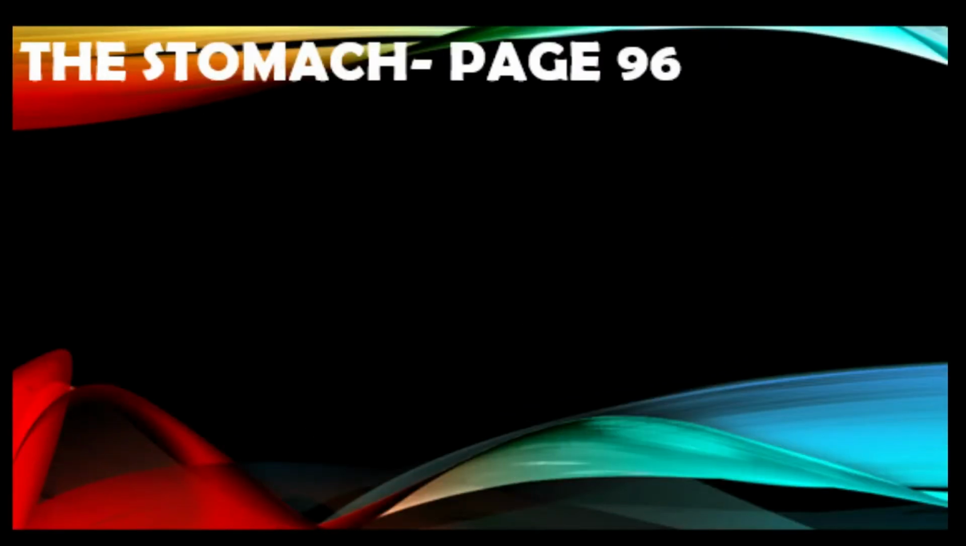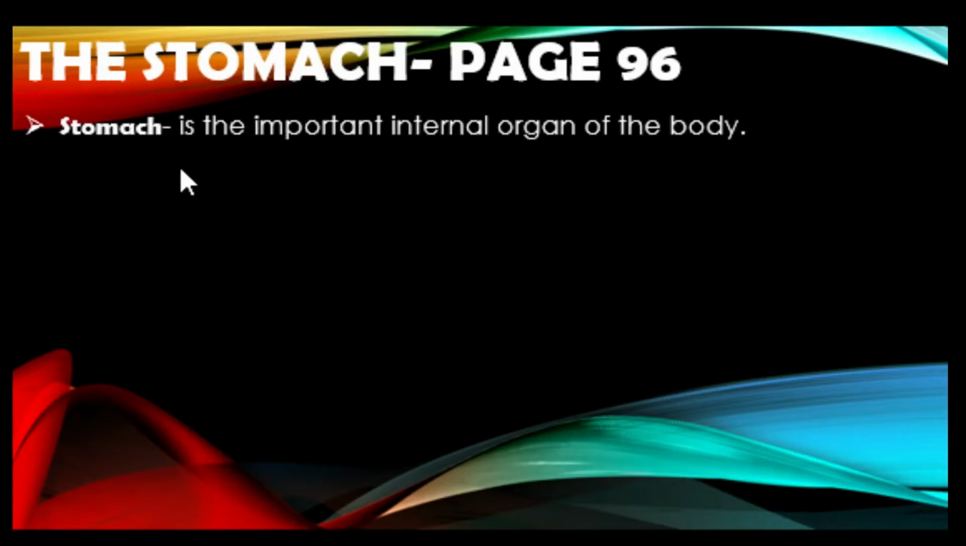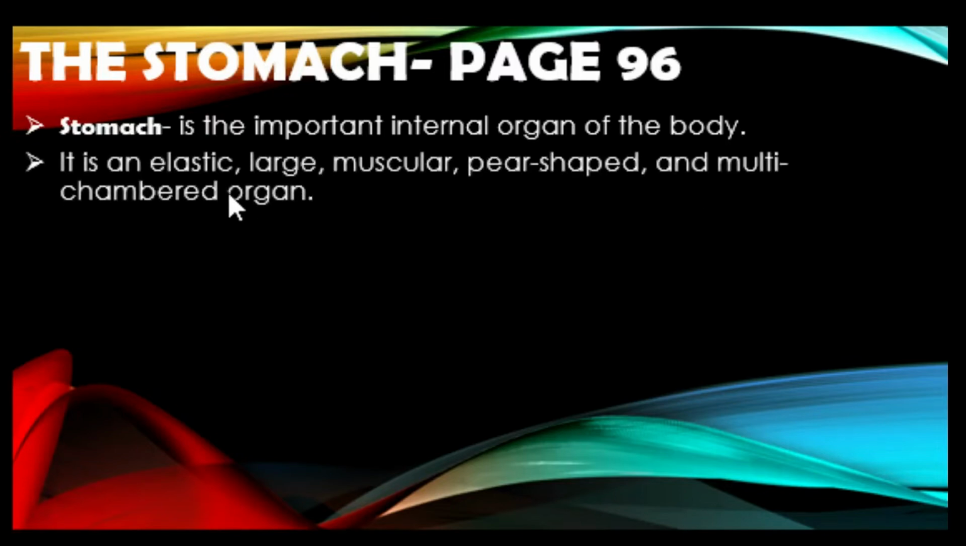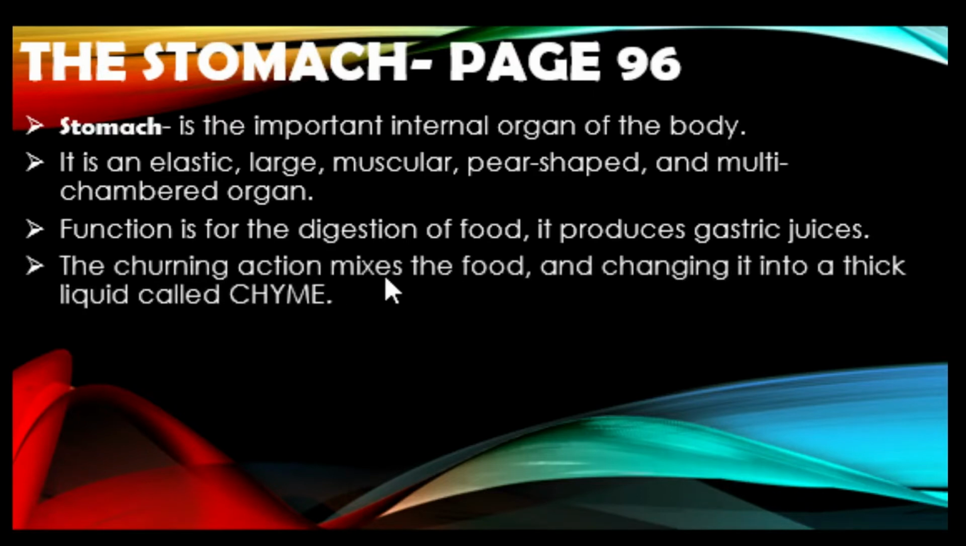For today's lesson, you will learn about the human stomach. This lesson can be found on page 96. What is the stomach? It is an important internal organ of the body. It is an elastic, large, muscular, pear-shaped, and multi-chambered organ. Its function is the digestion of food. It produces gastric juices. The churning action mixes the food and changes it into a thick liquid called chyme.